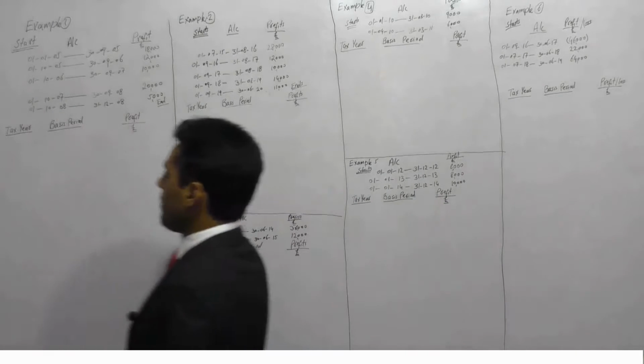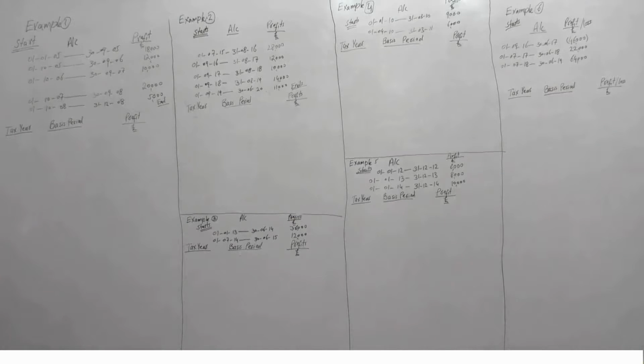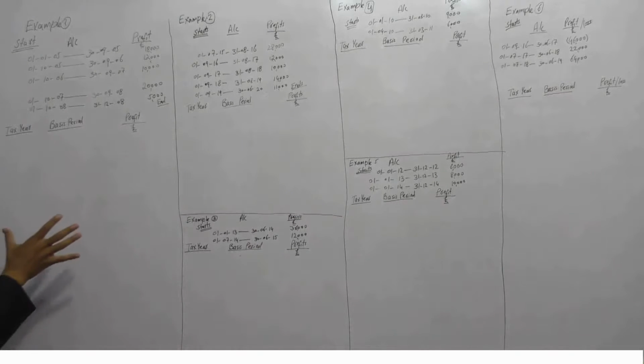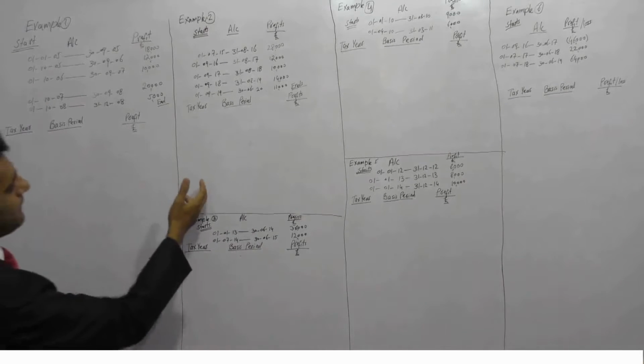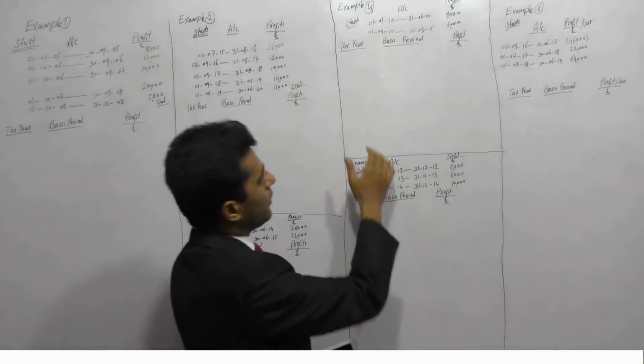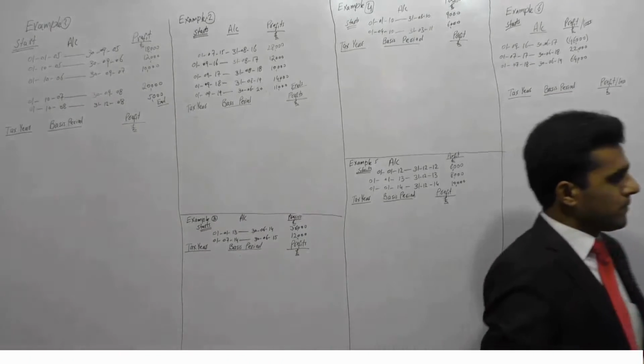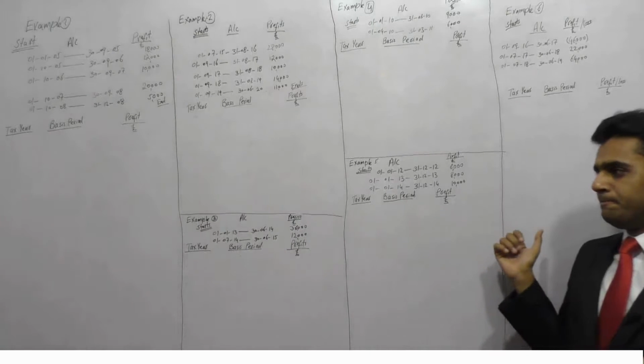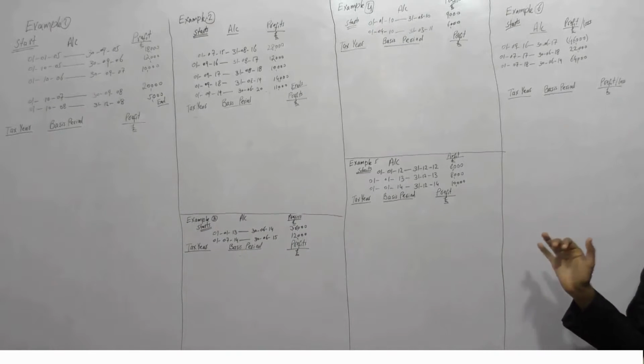All right, then I assume that you have already noted down the examples. So this is example 1, then example 2, 3, 4, 5, and the last one is on the very right side of the board. All right.